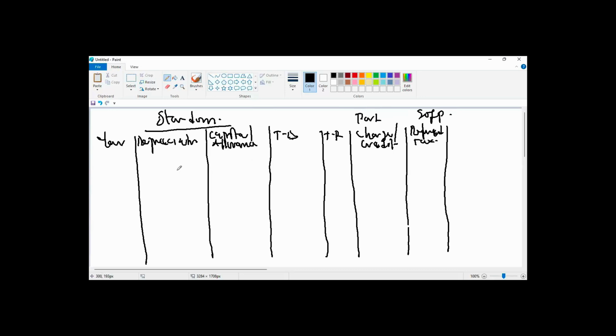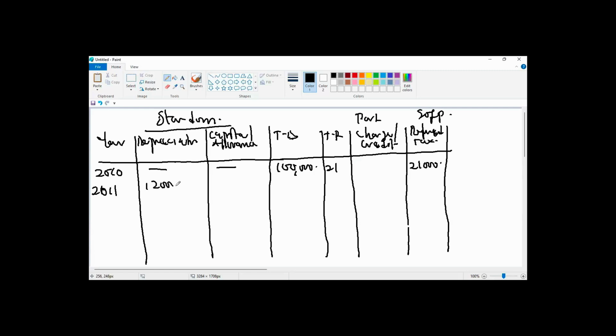I will start. Starting from 2011, but I need to determine 2010. No depreciation, no capital allowance. There is a temporary difference of 100,000, tax rate of 21%. So you have a deferred tax balance at the end of 21,000. In 2011 now, according to the question, depreciation is 12,000 and capital allowance is 53,000.